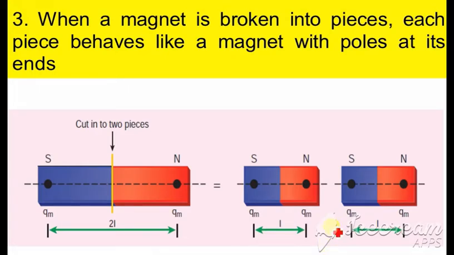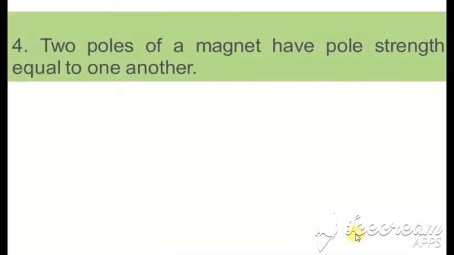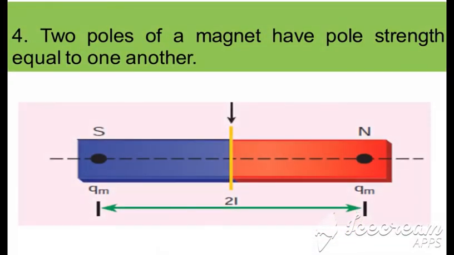Then the next one is, the two poles of a magnet have pole strengths equal to one another. If we take two poles, they are equal. So this is one pole and this is the other pole. How are they? They are equal. Here Qm, and here also we have Qm, so they are equal. So this is the fourth property of the magnet. Clear with all these properties?